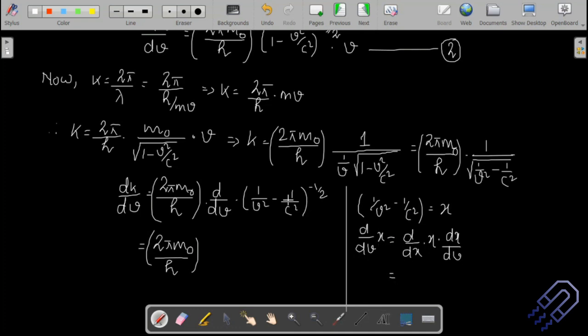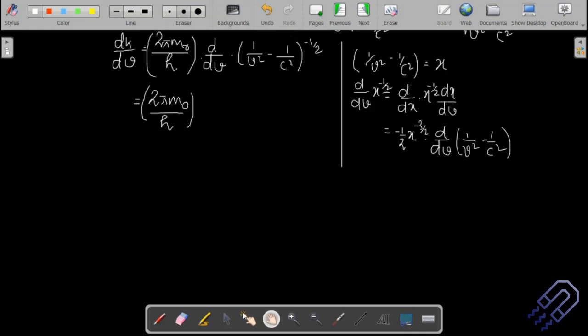This is not just x, it is x to the power minus half, so I will put a minus half. I've just replaced this with x, so it is minus half. So d/dx of x to the power minus half, using x to the power n minus 1, is minus half x to the power minus half minus 1, so it is minus 3 by 2, into d/dv of x. So what is my x? It is 1 minus v square minus 1 by c square, right? Although I should not tell you this, this is something you should do mentally. You don't need to do it in detail. So it is half x to the power minus 3 by 2.